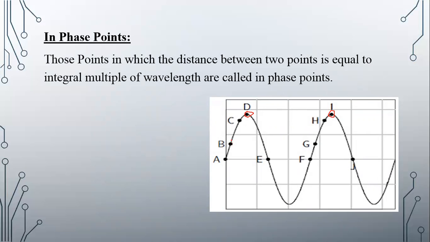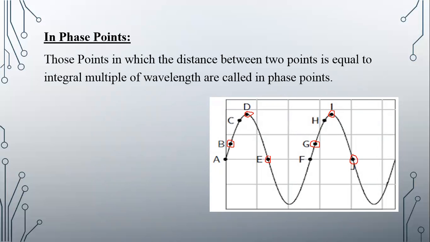Similarly, distance between B and G, so this distance is also equal to one wavelength. So they are called in phase points. And here difference between E and J, that is also equal to one wavelength. So they are called in phase points.